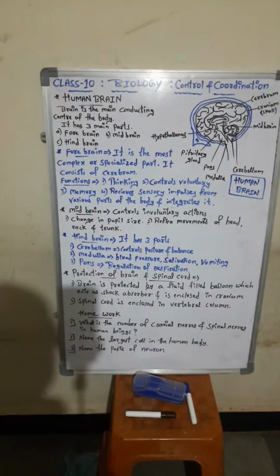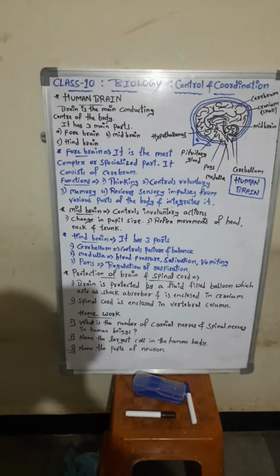So today we are going to discuss the human brain from the chapter Control and Coordination, class 10 Biology. As we have already started the chapter, this is a continuation with the next topic, that is the human brain.